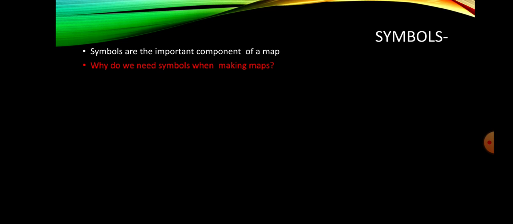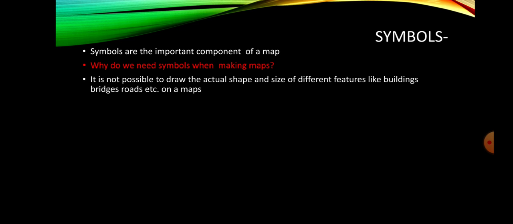Next we will talk about symbols. Symbols are very important components of maps. Why do we need symbols when we are making a map? This is the question. Let us understand. It is not possible to draw the actual shapes and sizes of different features like buildings, roads, etc. So for that we are using symbols to show these things on the map.